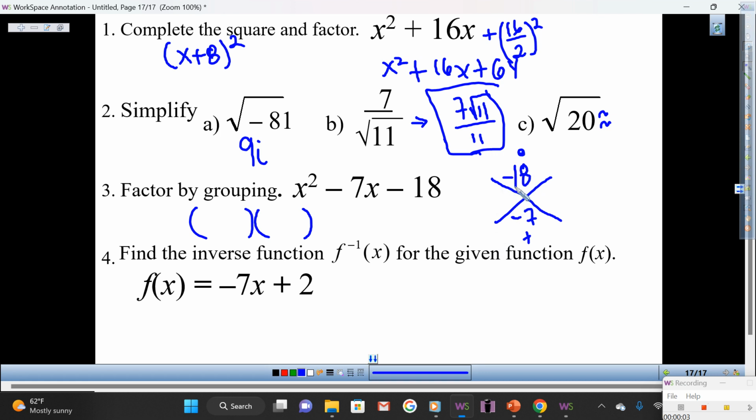What two numbers multiplied to give me 18? Negative 9 and 2. That is correct. So when we rewrite this, this is x squared, negative 9x plus 2x minus 18. You group, and then we get x minus 9 and x plus 2. Hands, have you got that? All right, that's about right.